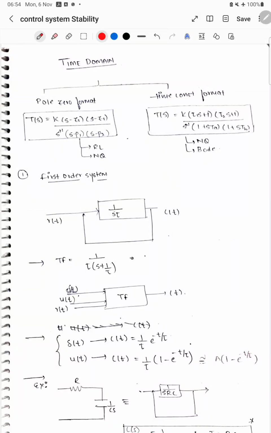Let's revise time domain. In time domain, we will be majorly talking about unit step responses, for first order system and second order system. Okay, so we'll be majorly looking into unit step responses.